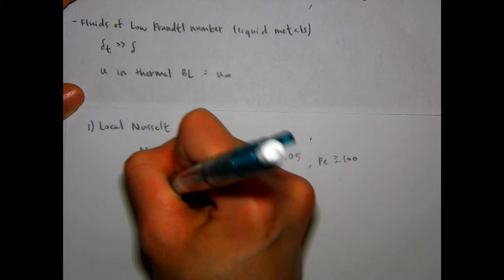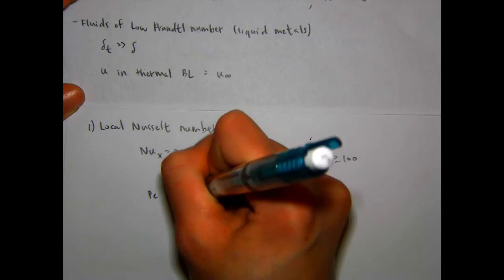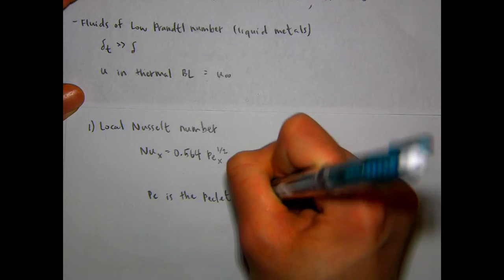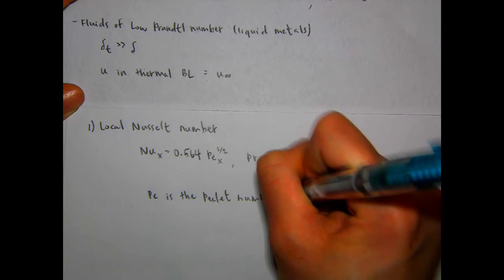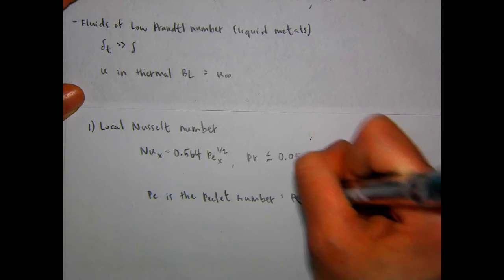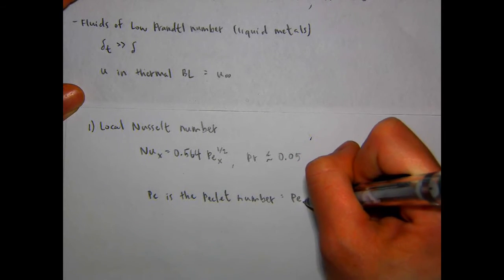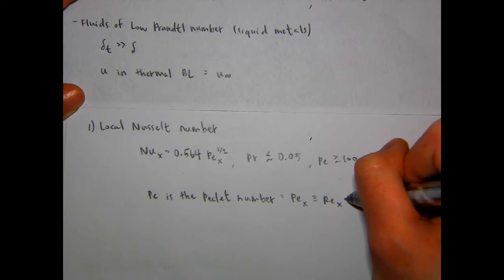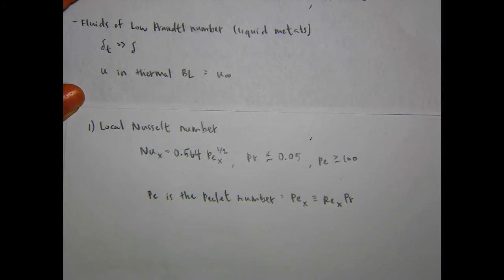And this Pe is the Peclet number, which is just the Reynolds number times the Prandtl number. Someone decided that it needed to be its own number, and it needed to be named after them. I don't know, I assume that's what happened. It probably has other significance.